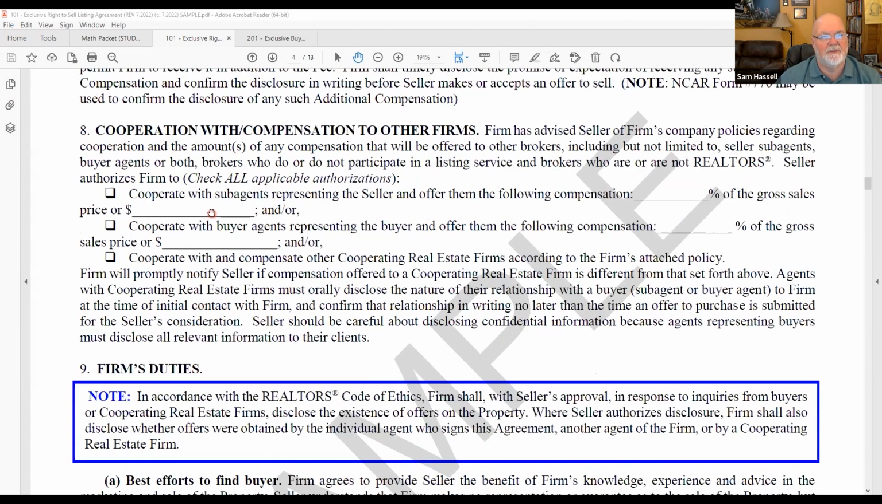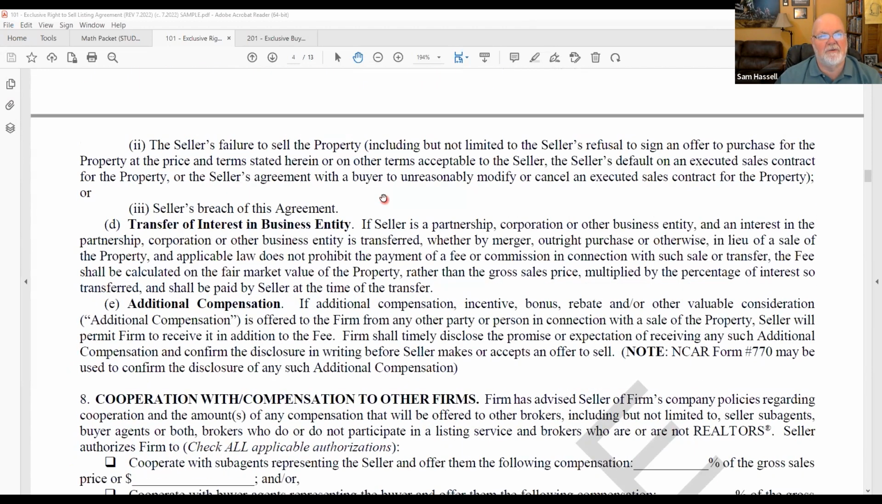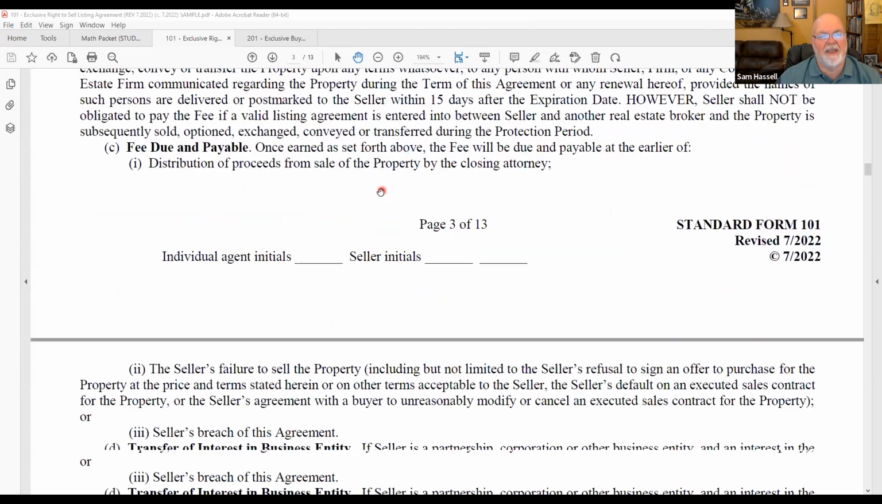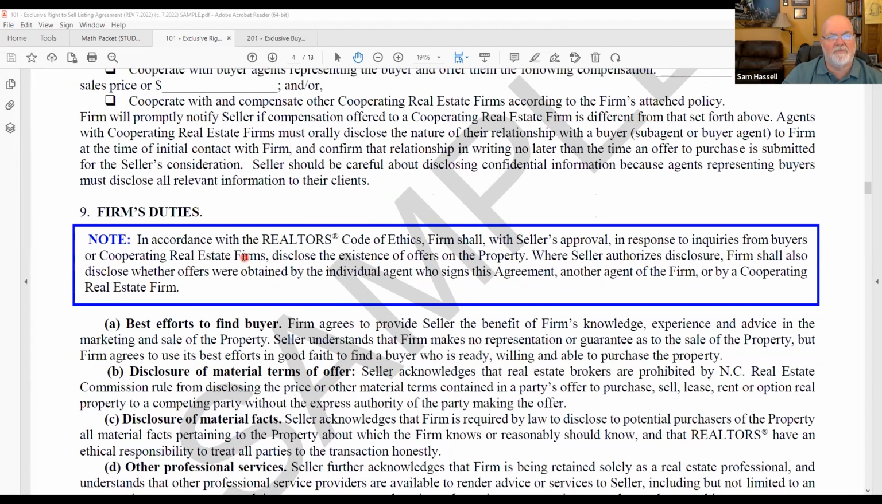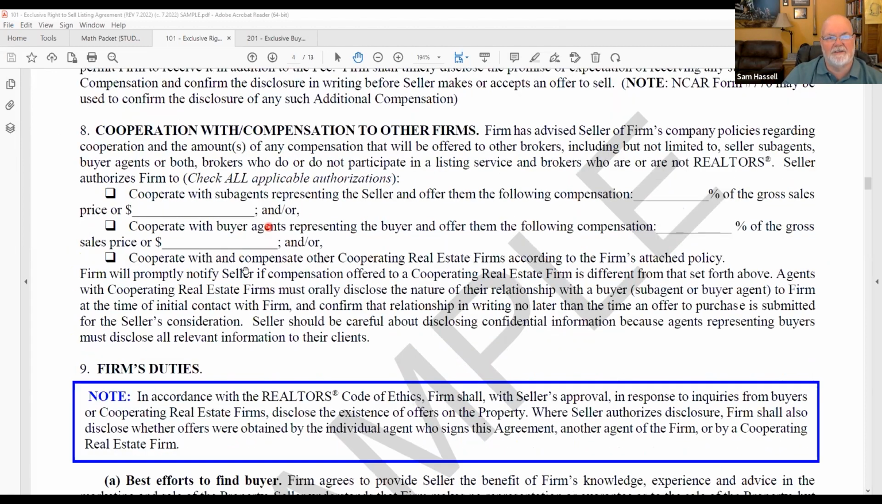Let's see what else. Now, number 7 tells us that we're going to get paid and how we're going to get paid. Number 8 says that we're going to cooperate with other brokers, other firms. I want XYZ company to bring a buyer. I'm going to have to offer them something. So we can either cooperate with sub-agents representing the seller and offer them the following, or cooperate with buyer's agents representing the buyer and offer them the following, whatever we want to do here. So that's how we're going to pay other agents.